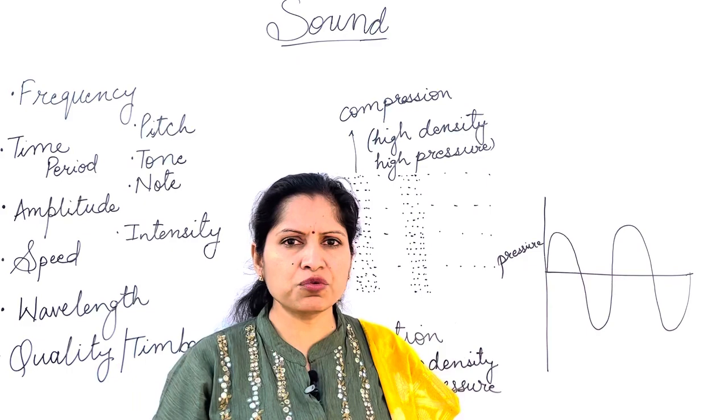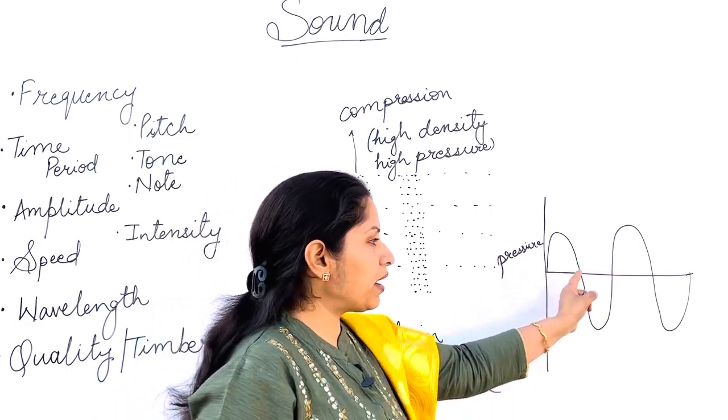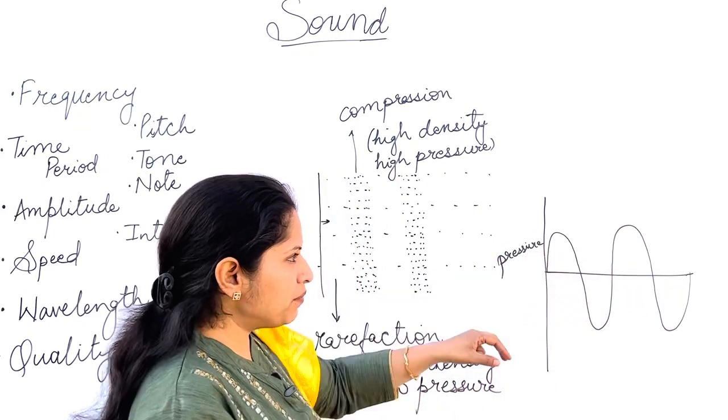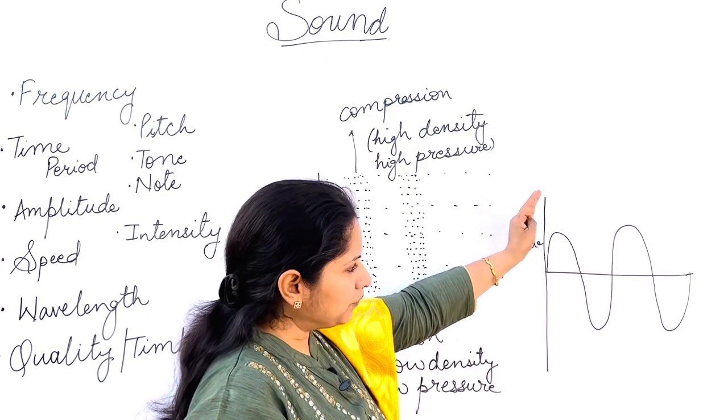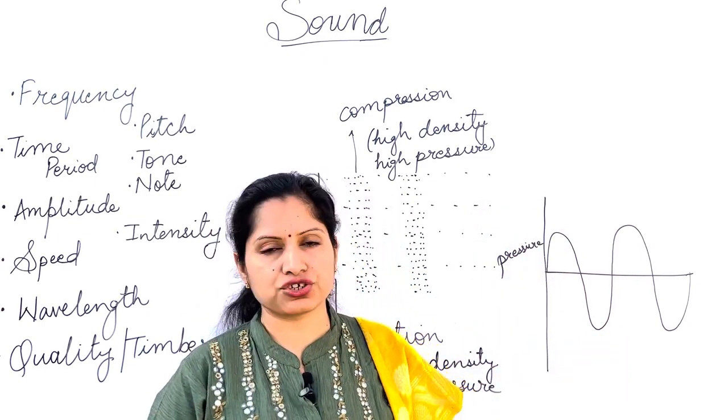When there was no sound propagating in the medium, whatever the pressure of the particles there was, that is shown by this mean position line. Okay, so the area of high pressure is represented here, and when the pressure is going to fall down, this is the area of low pressure.